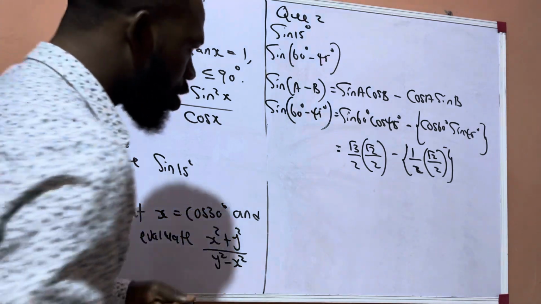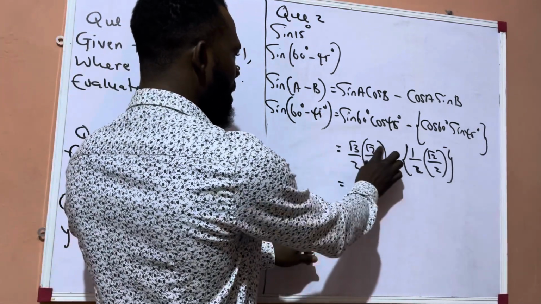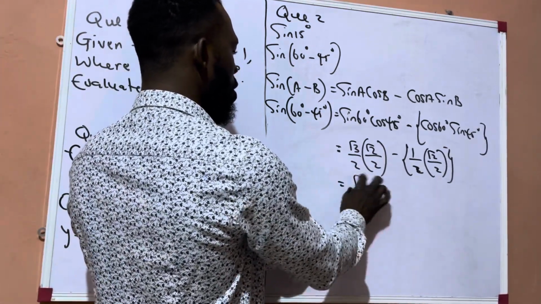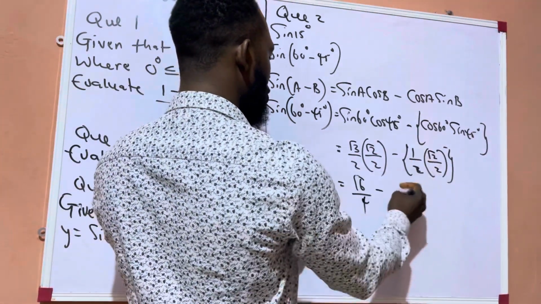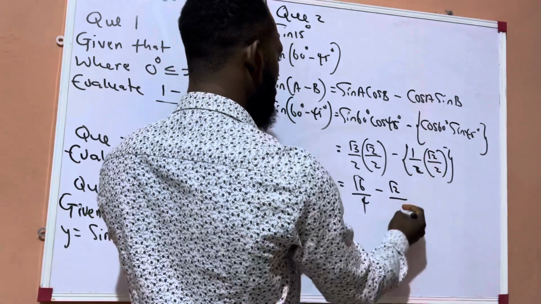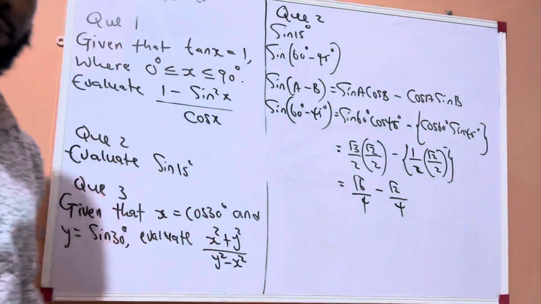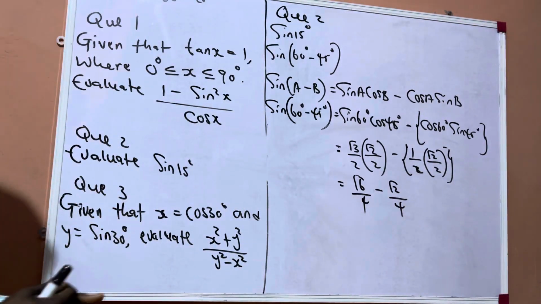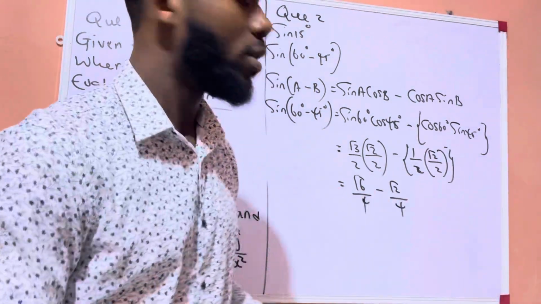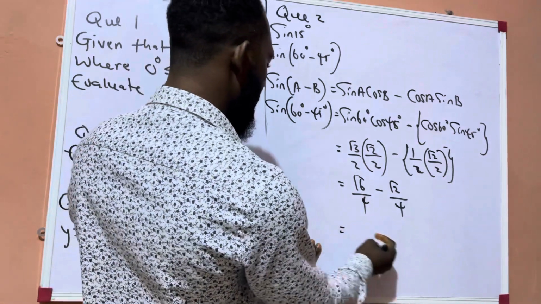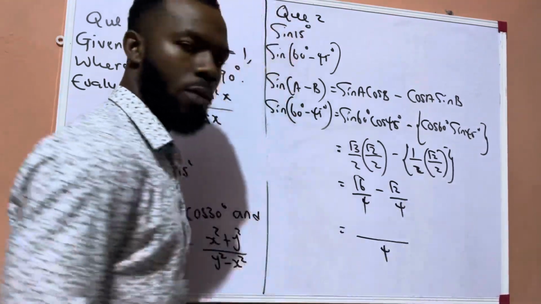We're going to have this. Root 3 times root 2 gives us root 6, 2 times 2 gives us 4, minus 1 times root 2 gives us root 2, over 2 times 2 gives us 4. Now if you take a look at this, we're going to be looking for the LCM of 4 and 4, which we know is already 4.